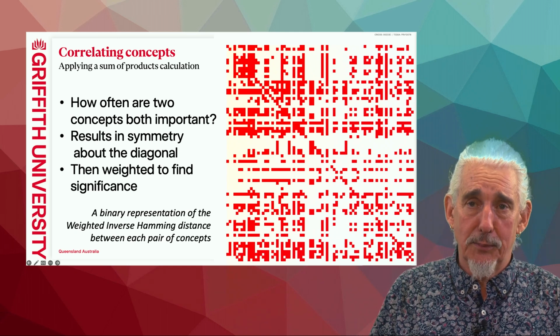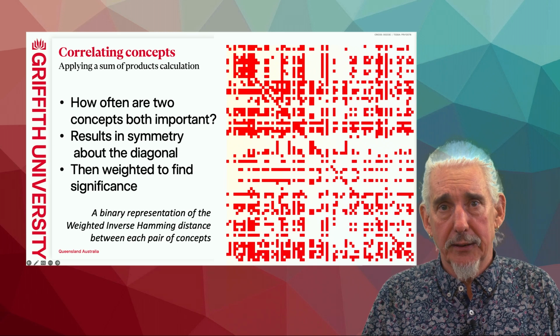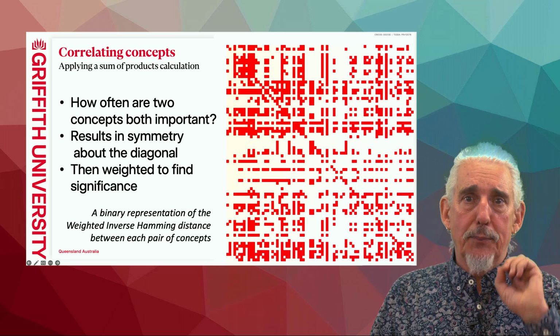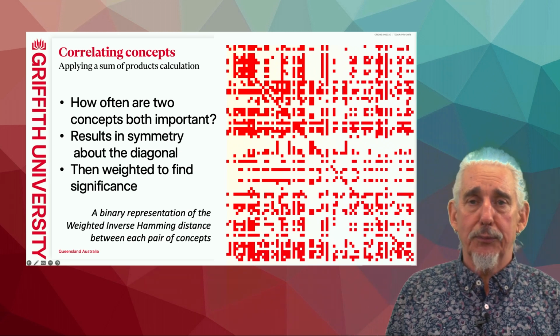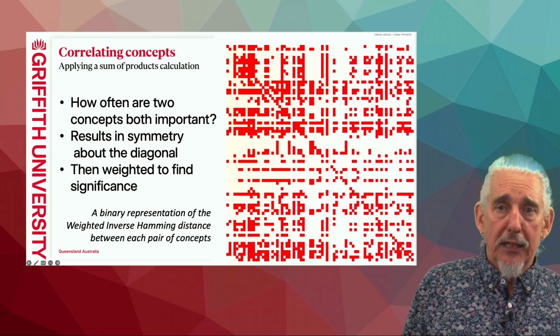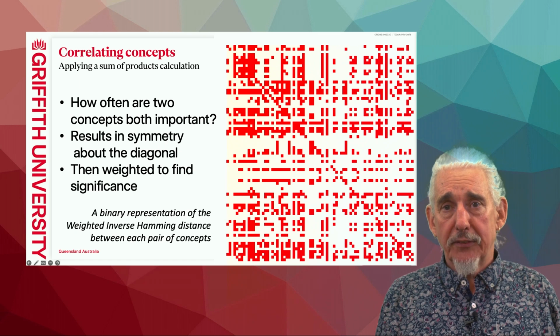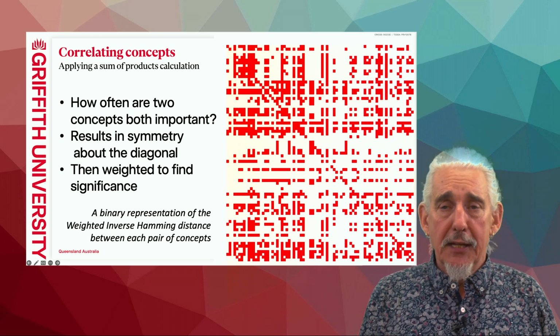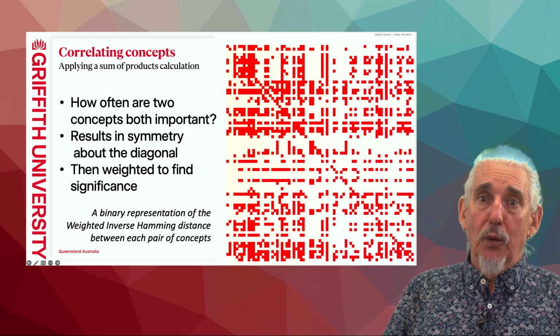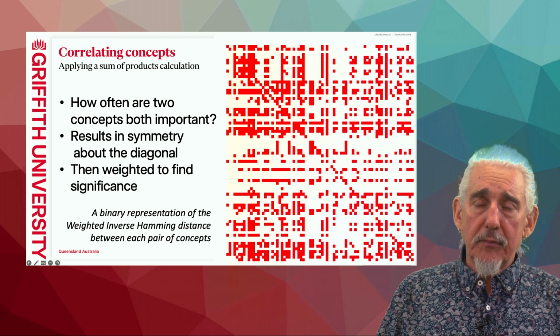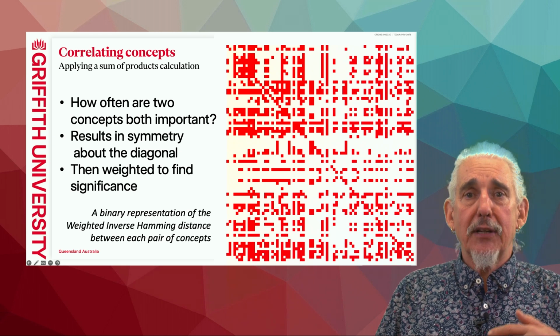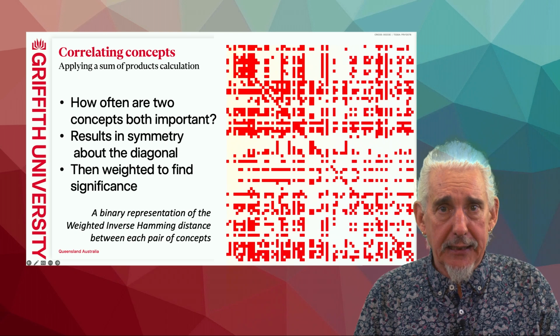It considers itself to be very important, correlates with itself. Now, the diagram's not perfectly symmetrical because I introduced some weighting. I counted the number of times, say, for example, that business papers talked about money. So business papers always talk about money. Money papers don't always talk about business. So there is some directionality in the data.